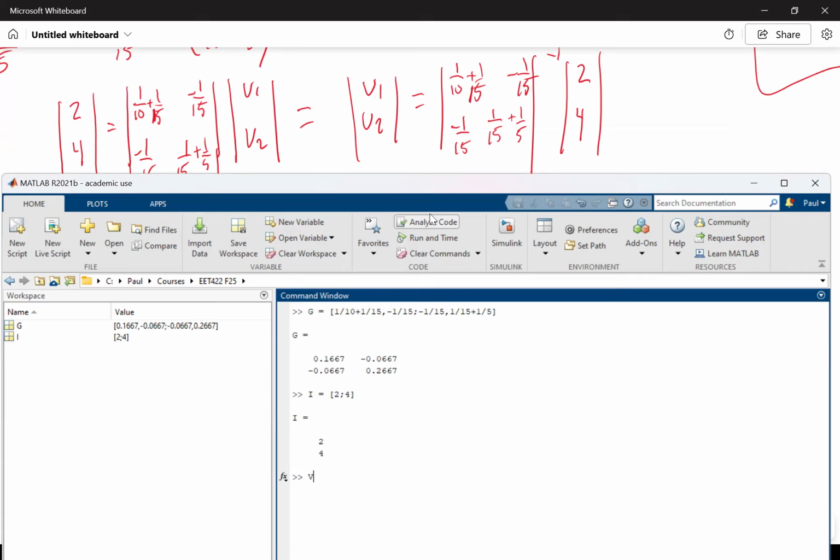Now our V matrix is equal to G raised to the -1, or you could also go inverse of G. That works perfectly fine. And I multiply that by my I matrix. My voltage matrix is 20 and 20. Okay, everybody see how I did that? I entered that in.